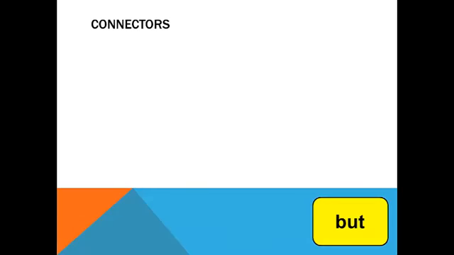The following example that we are going to talk about is the connector but. The connector but is used to express contrast, or basically to express opposite ideas. Let's see some examples here.